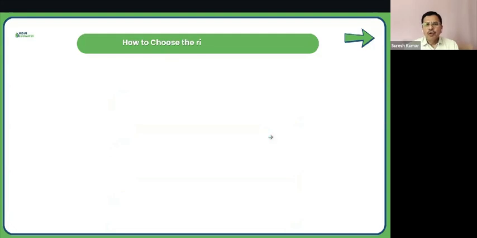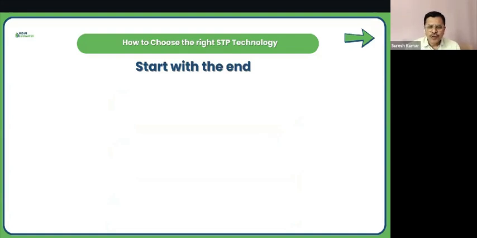All right. So how to choose the right STP technology? Again, let's go back to this. This is the agenda of our discussion today. So we need to start with the end. What is end? Treated water comes out. That is the end. So why we need to start with the end?